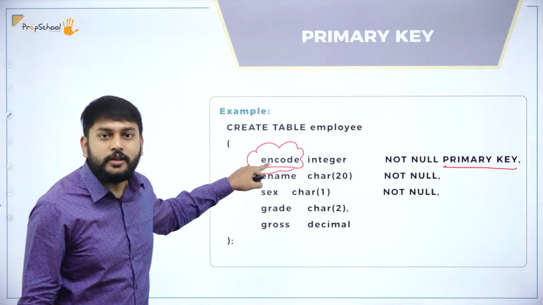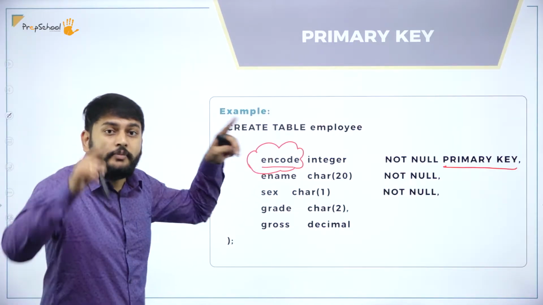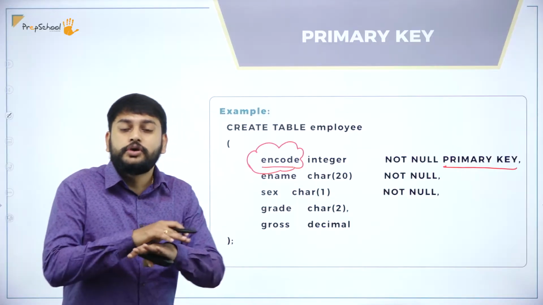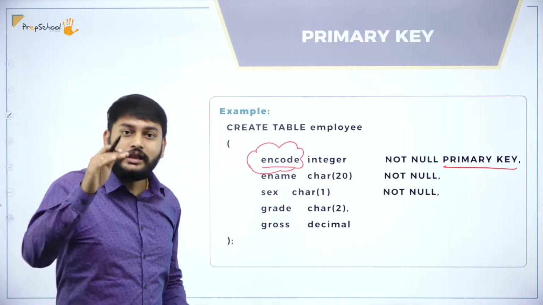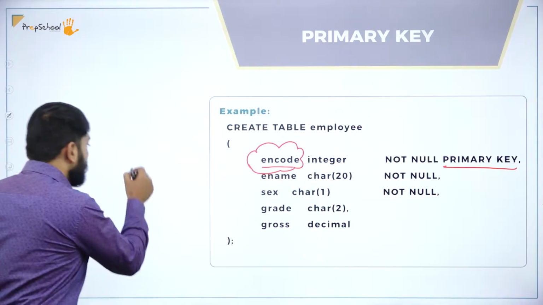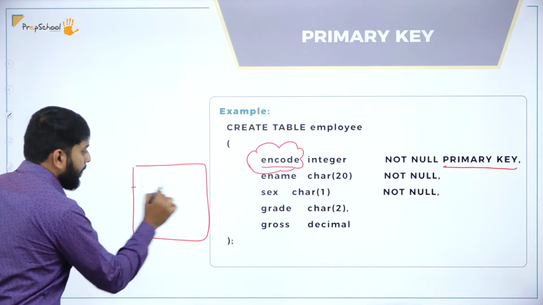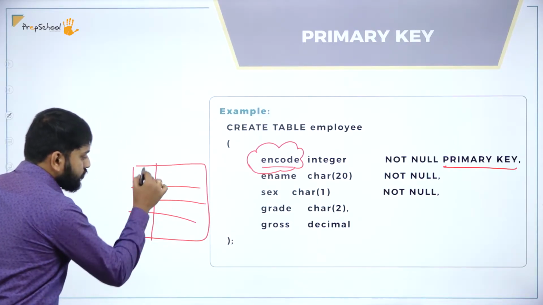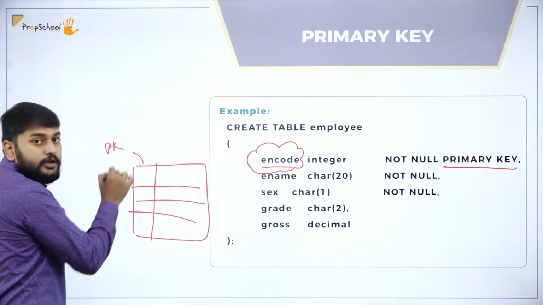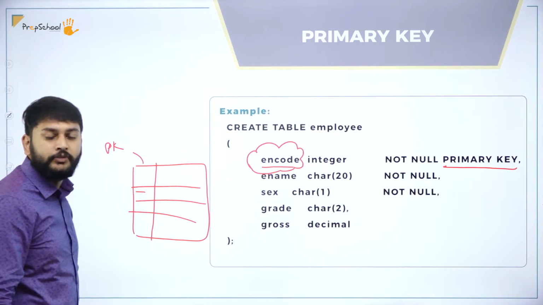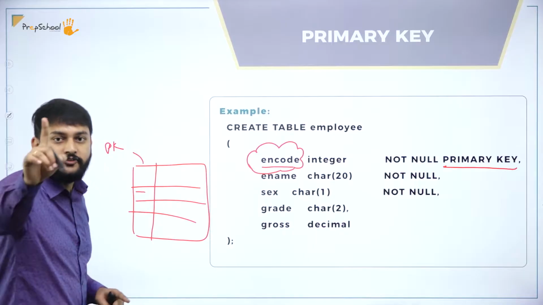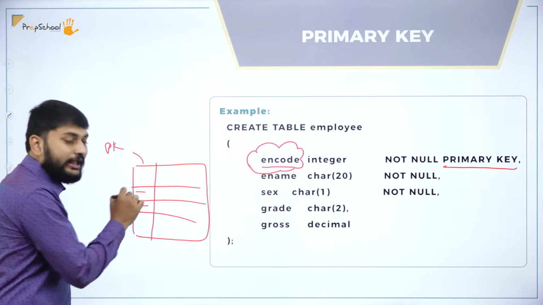If I make this column a primary key, whatever value I enter should be unique and you cannot leave any value empty. For example, imagine I have the table here and I'm entering values to this column. This is the primary key. I cannot leave it empty or blank. That is the first condition. And the data cannot be repeated.